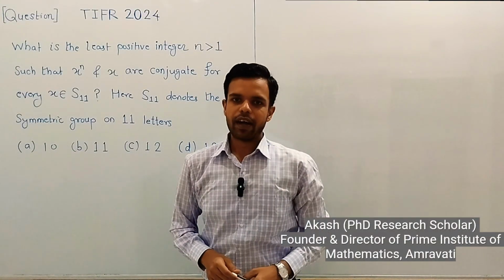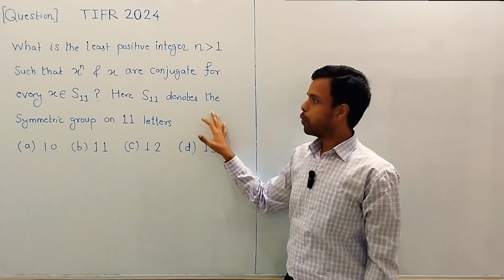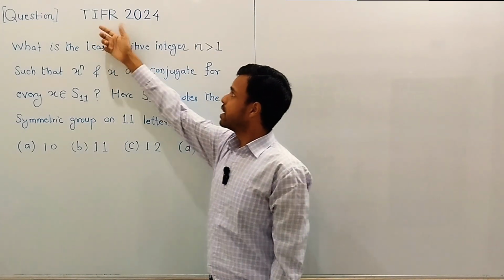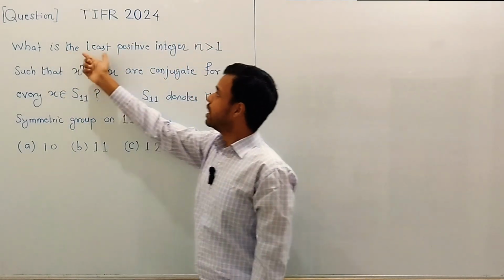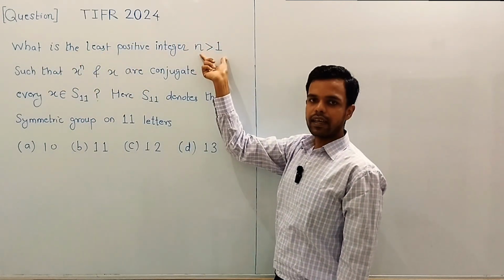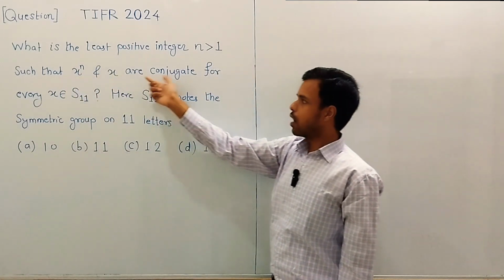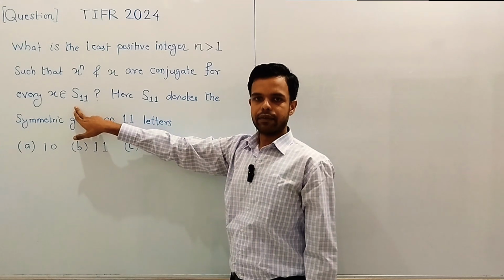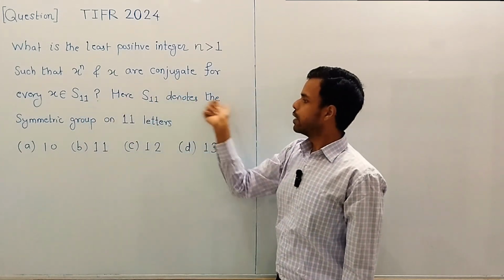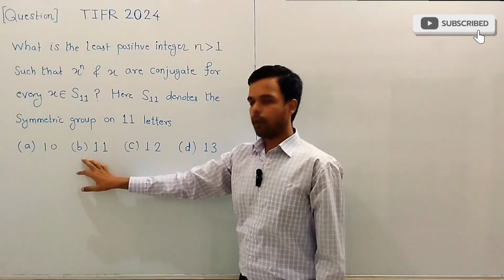Hello everyone, I'm Akash. In today's video, I'm going to solve an interesting question on group theory from the recent TIFR 2024 exam. The question is: what is the least positive integer n greater than 1 such that x to the power n and x are conjugate for every x belonging to S11? Here S11 denotes the symmetric group on 11 letters, and these are the options.